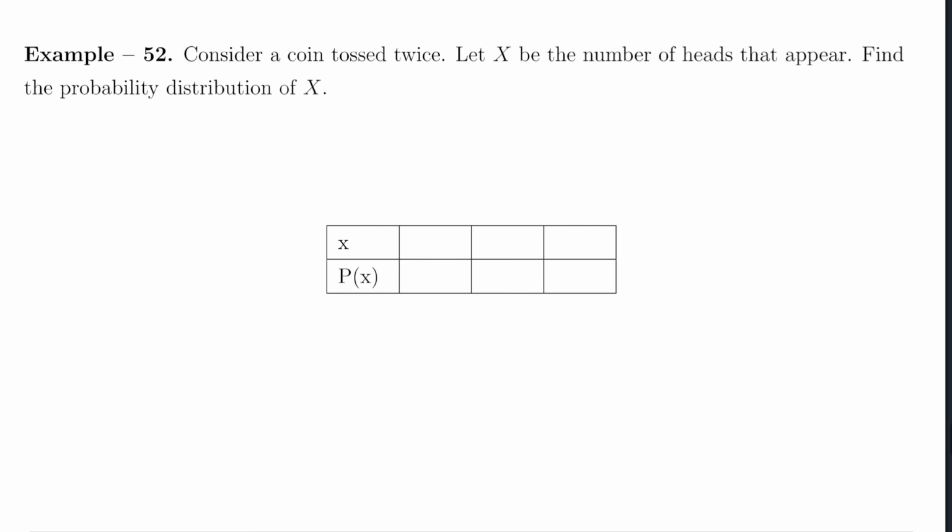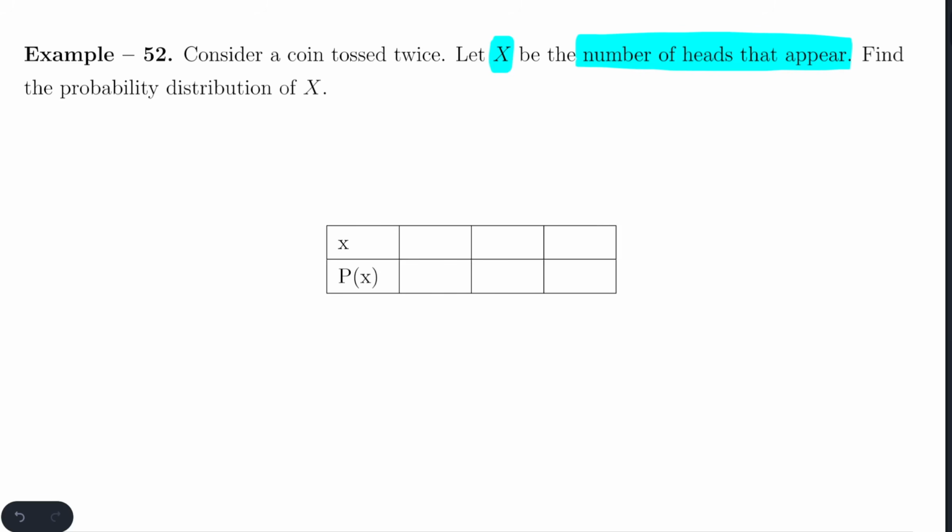So in our next example, we're asked to consider a coin tossed twice. So you toss the coin once, record the result, toss the coin a second time, record the result. Let X be the number of heads that appear. Here we see our capital X. This is representing our random variable, which is the number of heads that could appear in 2 consecutive coin tosses. And we're asked to find the probability distribution of X. And you can see I've got the table outlined for us below.